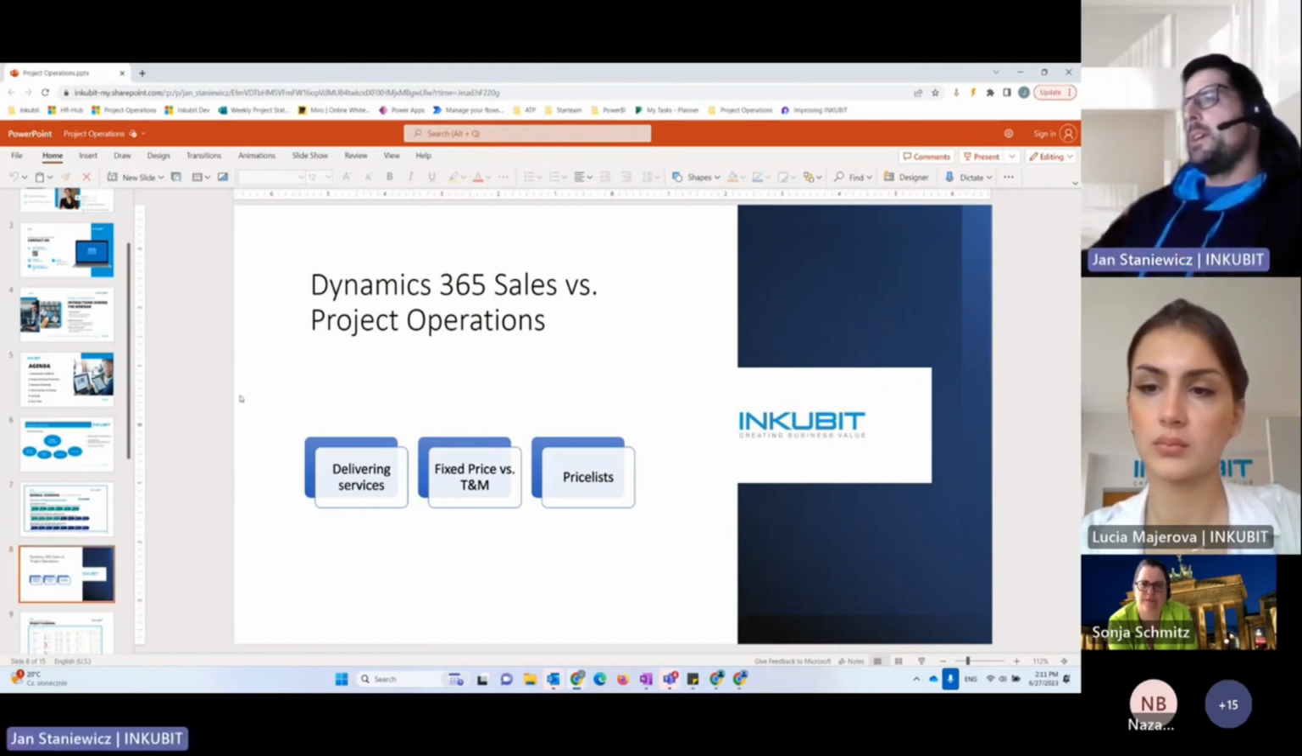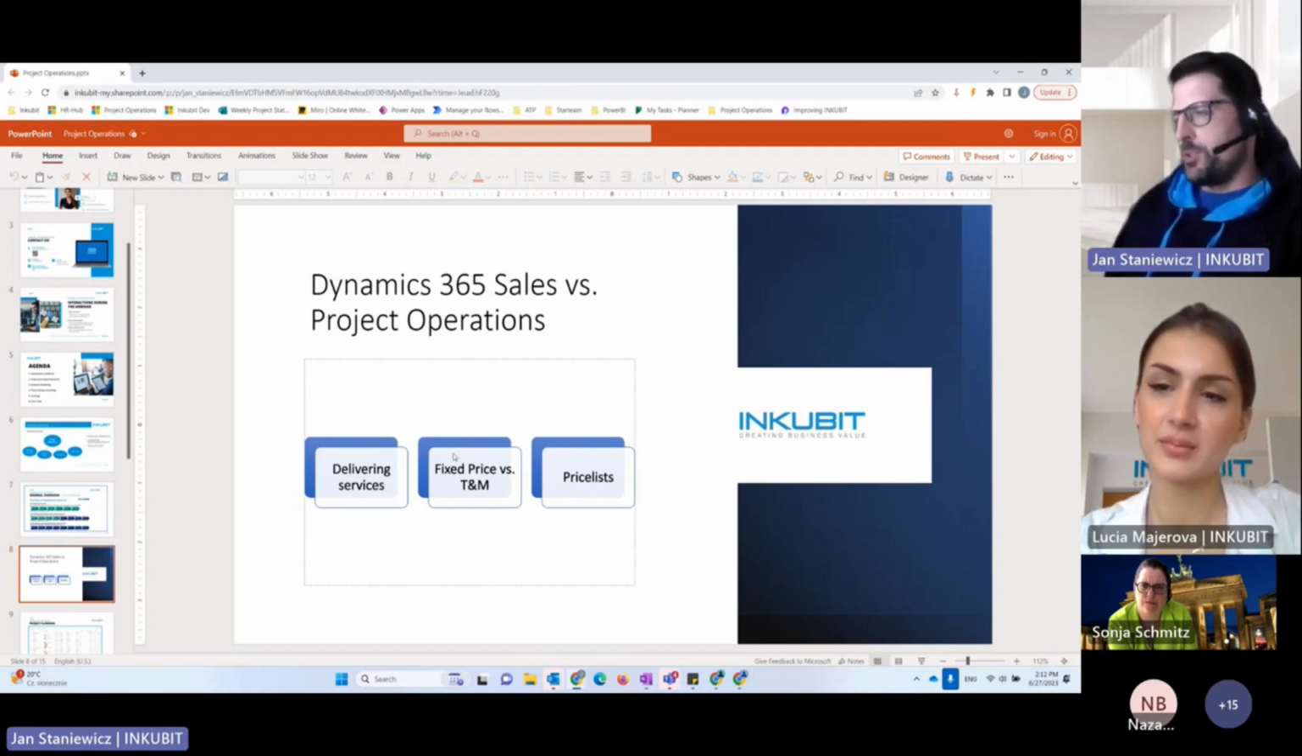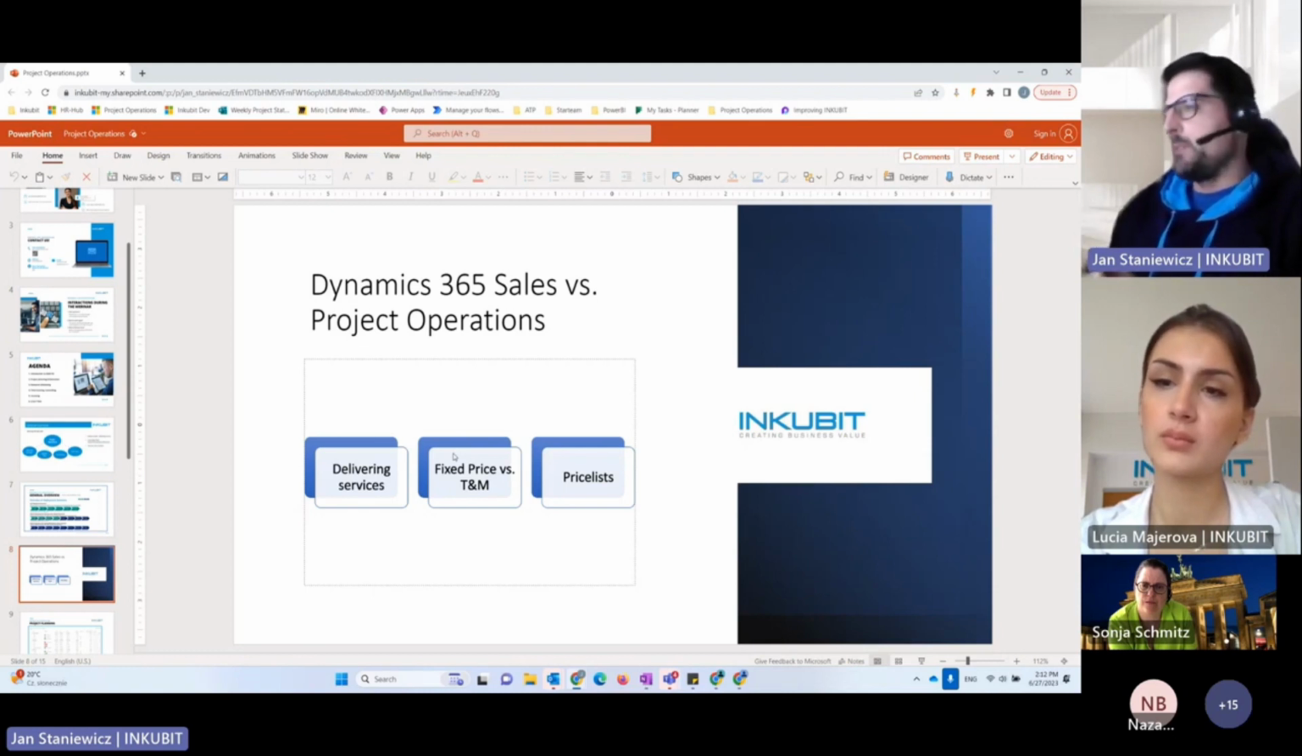One of the enhancements that comes with Project Operations is being able to differentiate whether a contract is a fixed price contract or time and material. I'm not sure if you're familiar with the concepts, but basically, if it's a fixed price project, then we sell a project for, let's say, 100,000 euro, and when the project is delivered, the money is paid. If it's time and material, then the price isn't fixed.